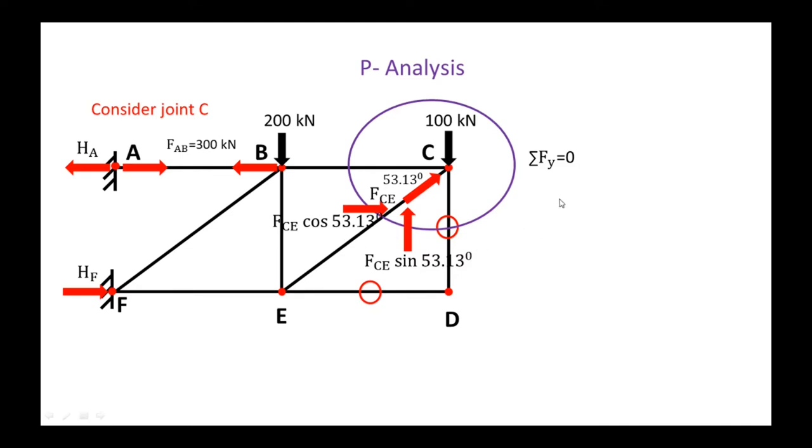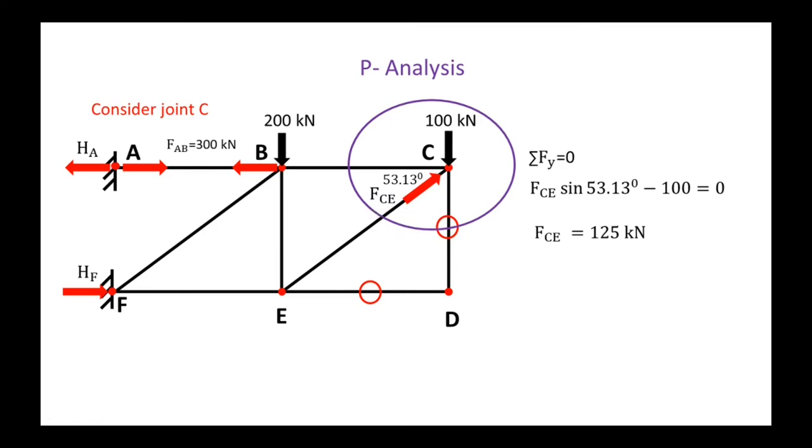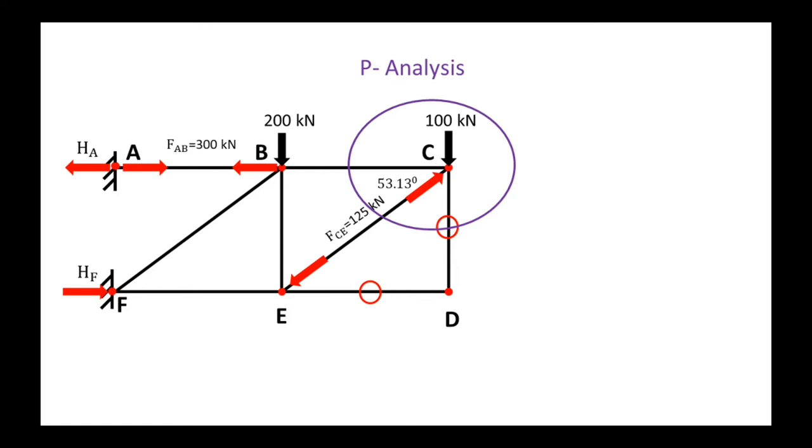Now here apply sigma Fy. We are considering upward positive and downward negative. So FCE sine 53.13 degrees is positive, and minus the 100 is equal to 0. So we got the value FCE is equal to 125 kN. Here this is the sign at the C, toward the joint, and also at the E, this should be toward the joint, and the value is FCE equal to 125 kN.